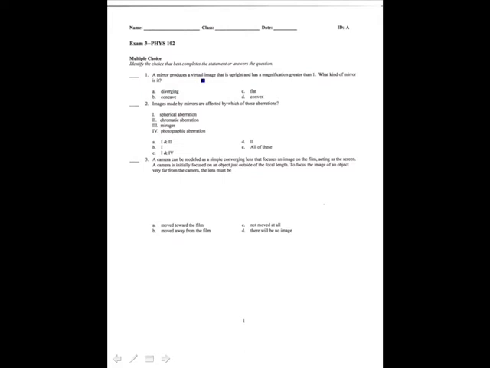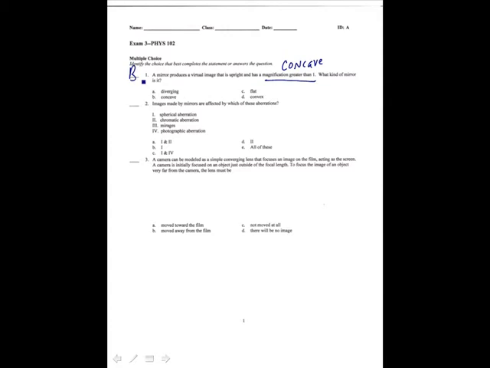Well, it's a virtual image, so that could be either a concave, convex, or flat mirror. But the fact that it has a magnification greater than 1 means that it can only be a concave mirror. This is like a shaving mirror or a magnifying mirror like you have in your bathroom. So the answer for this is B.